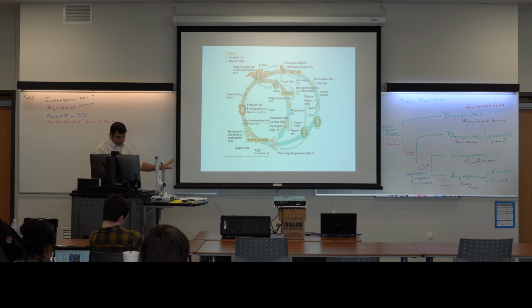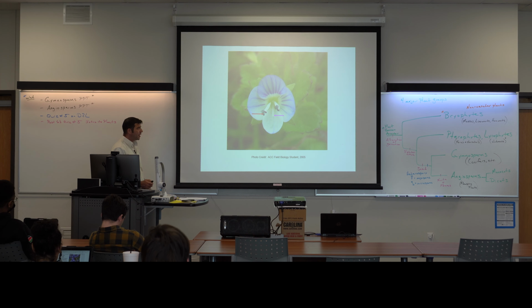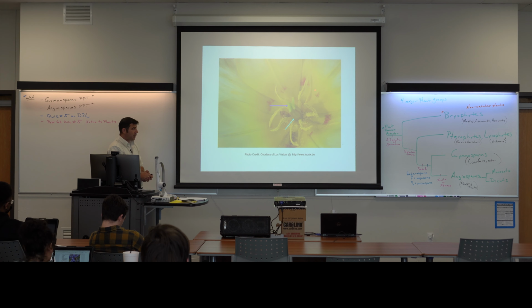Angiosperm life cycles. There are some sample pictures of angiosperms. We see the flower, so we know immediately we're looking at an angiosperm. This is an example of a perfect flower because we have female reproductive parts as well as these male reproductive parts. This would be another perfect flower.